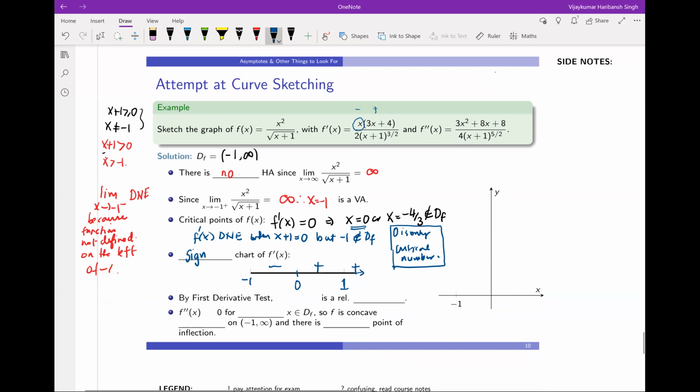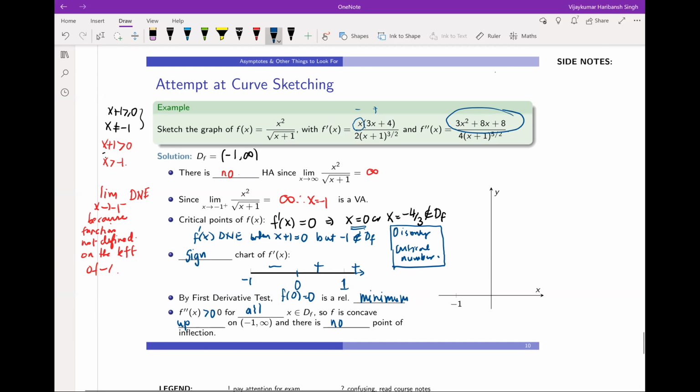So now that we have the sign diagram, we can check, using the first derivative test, that f of 0, which is substituting 0 here, is 0, is what? Relative minimum. And f double prime is greater than 0, right? Because this is always greater than 0 for all x belonging to the domain of f. So therefore f is concave up on all of the domain, and therefore there are no inflection points. And next lecture we'll study the interesting cases where there are inflection points and so on and so forth.